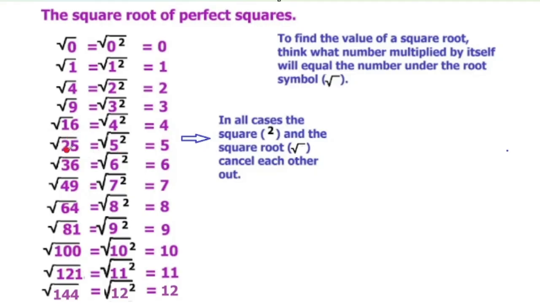So we know 25 is a perfect square of 5, right? 5 times 5 gives you 25. The perfect square of 36 is 6. 6 times 6 gives you 36. The perfect square of 49 is 7 times 7. The perfect square of 64 is 8 times 8. The perfect square of 9 times 9 is 81. The perfect square of 10 times 10 is 100.